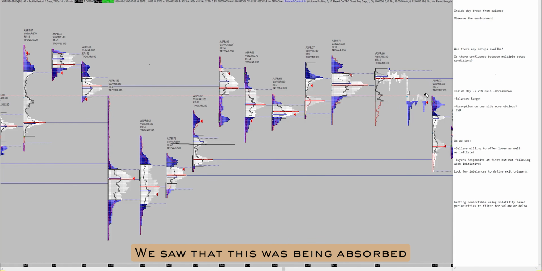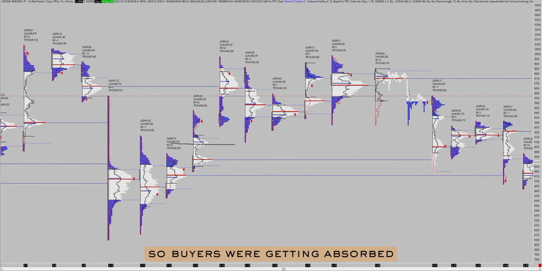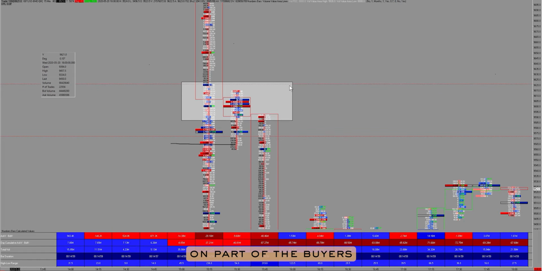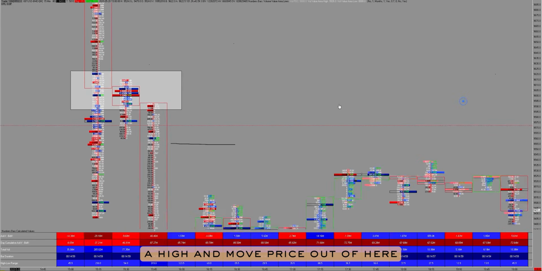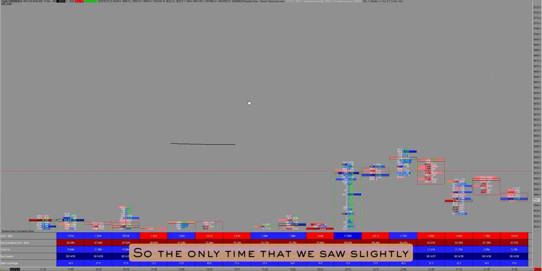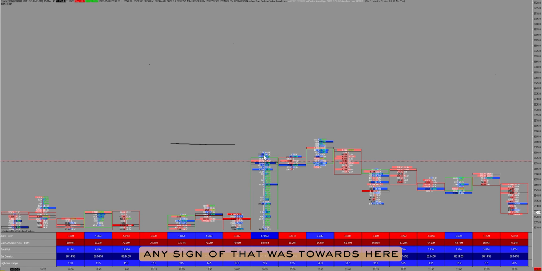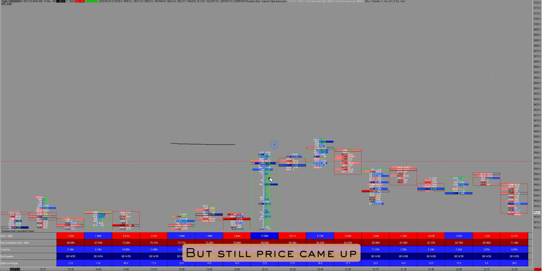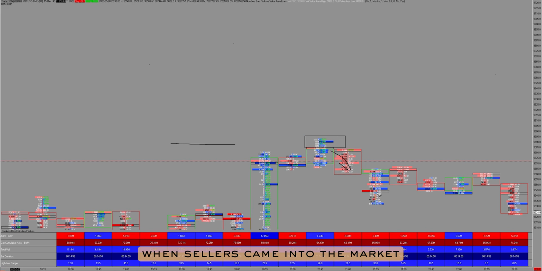Towards the tail of this structure, what did we see? We saw that this was being absorbed, so buyers were getting absorbed. There was no ability on the part of the buyers to get aggressive towards the high and move price out of here. So the only time that we saw slightly any sign of that was towards here when we closed at the high, but still price came up, and immediately when sellers came into the market, we did not see that they were able to hold this high.